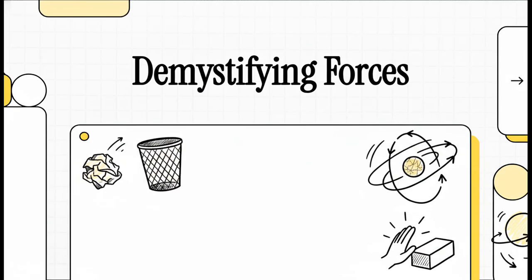Okay, let's dive into this. Have you ever just looked around at the physical world and wondered, what's really pulling the strings? Today, we're demystifying the forces of motion. We're going to map out the invisible hands that shape literally everything we do, from tossing a crumpled piece of paper into the trash, all the way to the orbit of the planets.